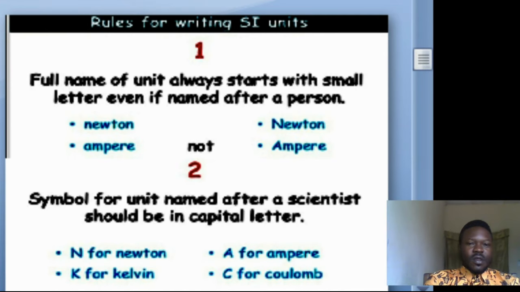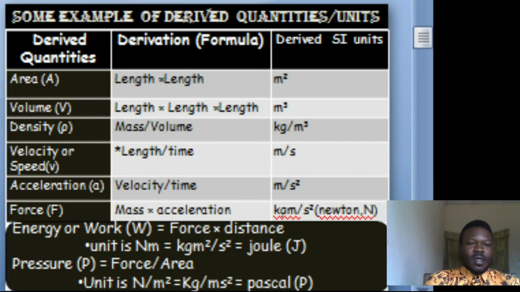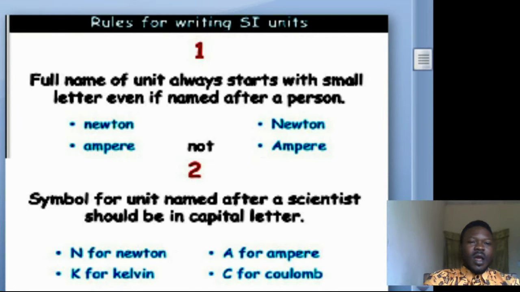There are rules, but before you understand these rules, you should know that these derived quantities either depend on derivation from the fundamental quantities or derivation from the derived quantities themselves. Some depend on the derived quantities, while some depend on the fundamental quantities for them to be derived. Now, these rules are used for writing SI units.